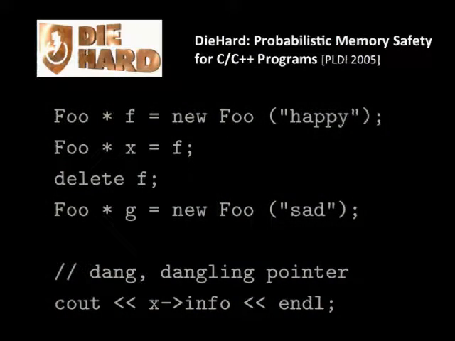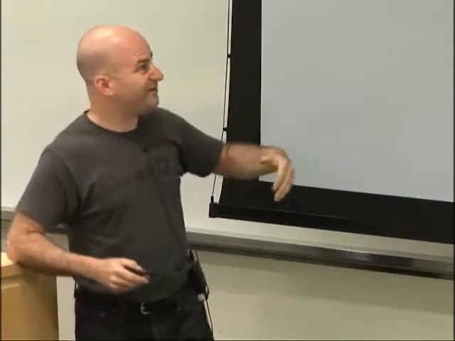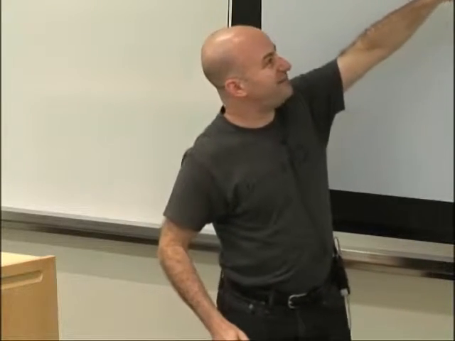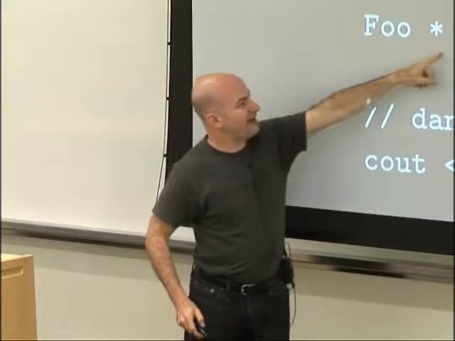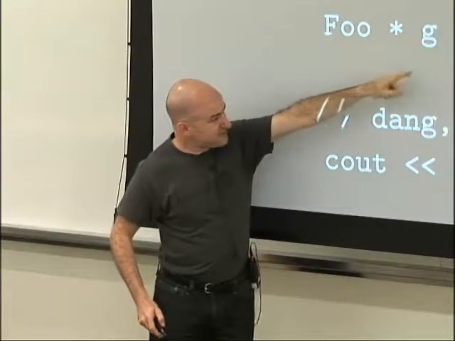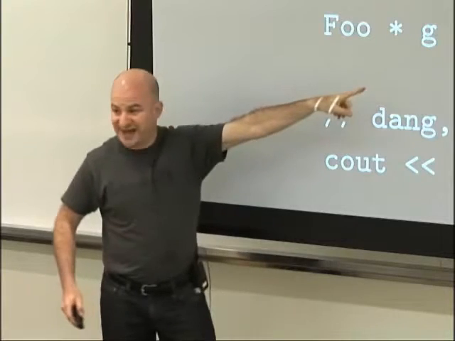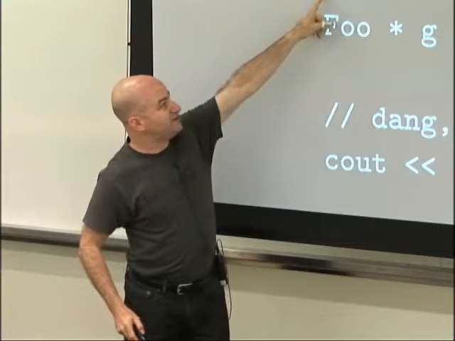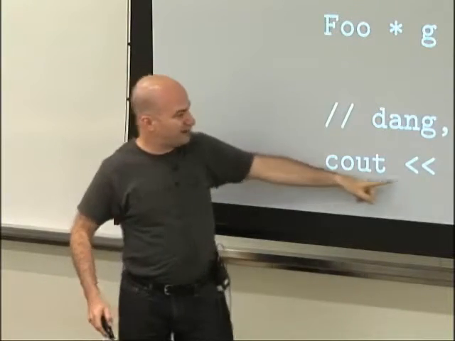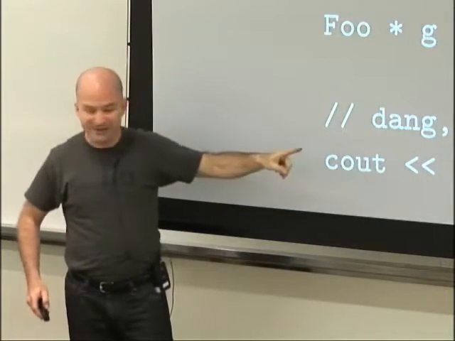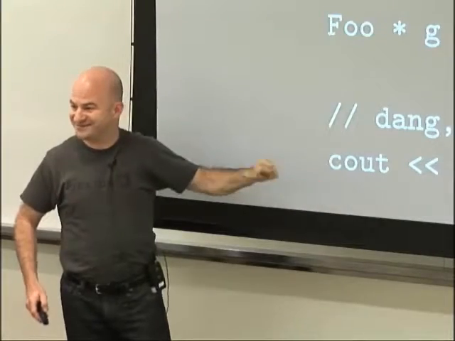And of course, there's dangling pointers. So dangling pointers where you free something too soon. You actually had a pointer left to it that you forgot about. So here we have a pointer f to some foo object that's initialized with happy. And we have a pointer x that points to the same thing. We delete f. Now we make a new object, g. So we've allocated a new object. In most allocators, that memory that was just freed up will be recycled. All right? And so now when I print out x's info over here, it will probably say sad and not happy. All right?